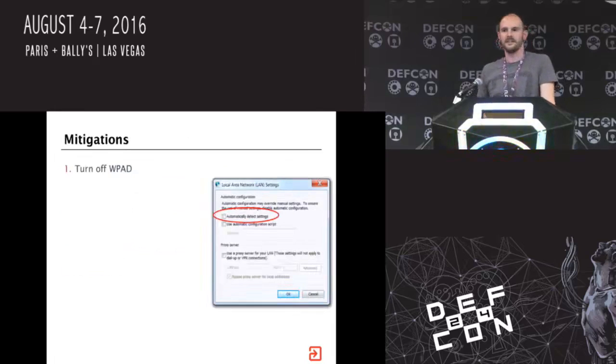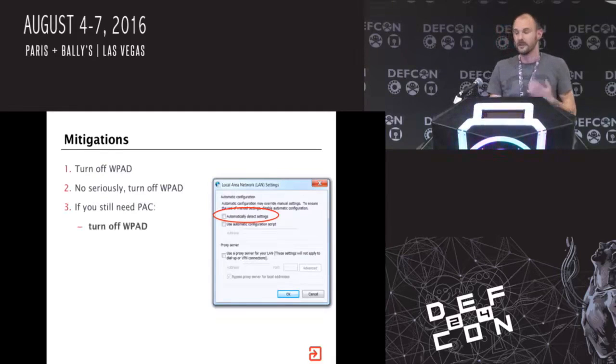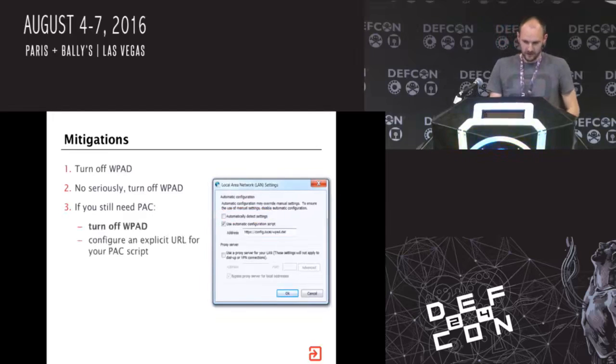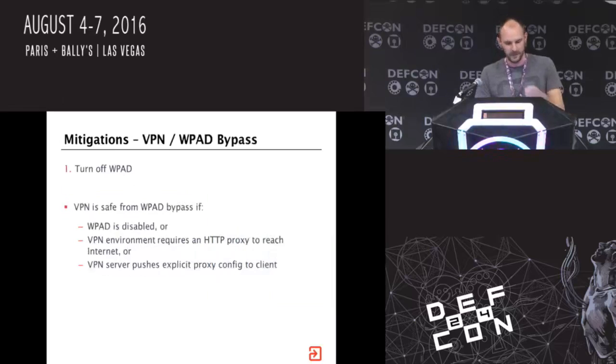So to mitigate this, first thing you do on a Windows system is turn off WPAD. Seriously, turn off WPAD. There's no good reason to have it on. If you still need to use PAC, which a lot of organizations will need to do, turn off WPAD and configure an explicit URL for your PAC script. You can do this securely over HTTPS to an internal server, or you can serve it from a local file on Windows if you specify another registry key, so we'll just pull it from the disk. Those are really the only two secure ways of distributing PAC files.